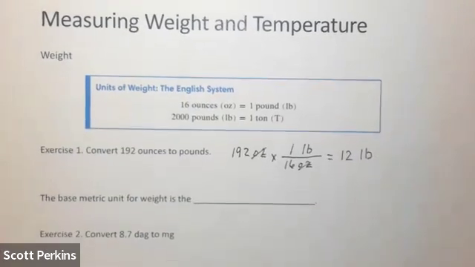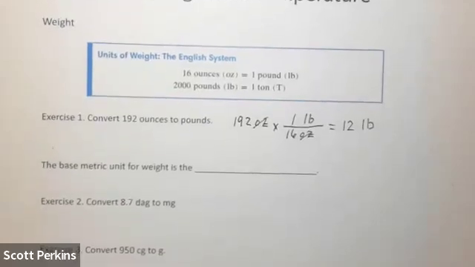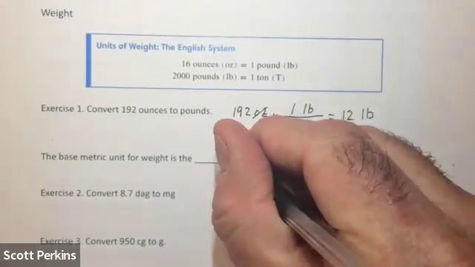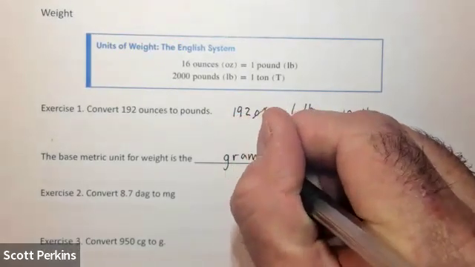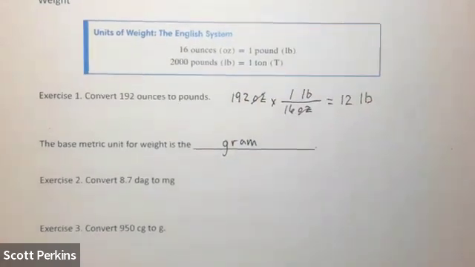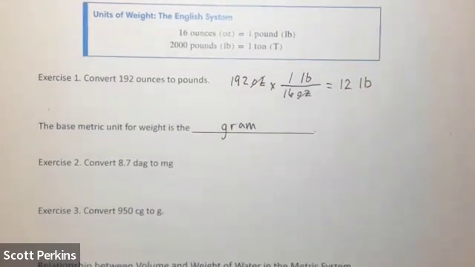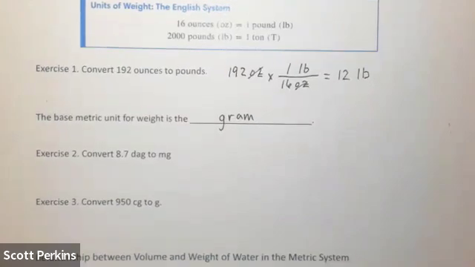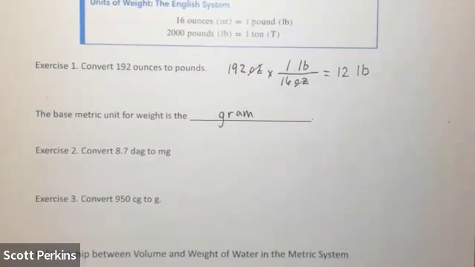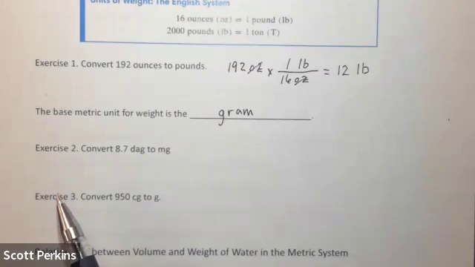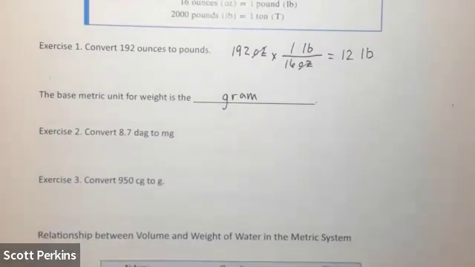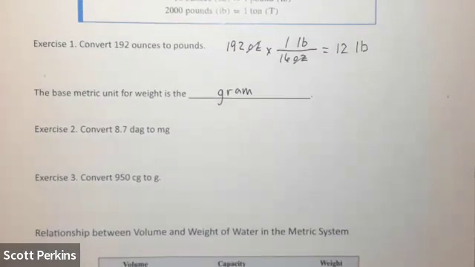The basic unit in metric system for weight is the gram. And so again, we are just doing a little bit of review here. So I'm just going to give you a few seconds for exercise 2 and exercise 3. What I'd like you to do is pause the video and remember your metric conversions, and then push play on the video.